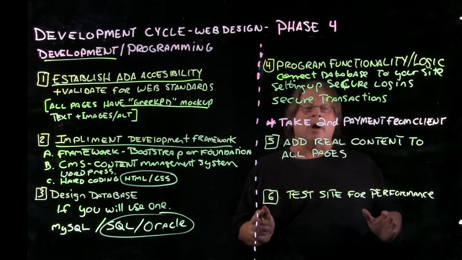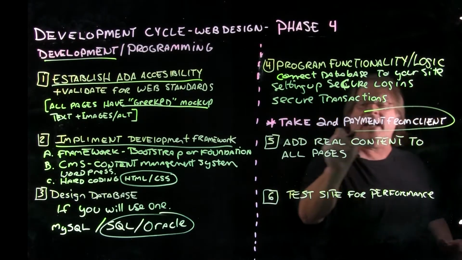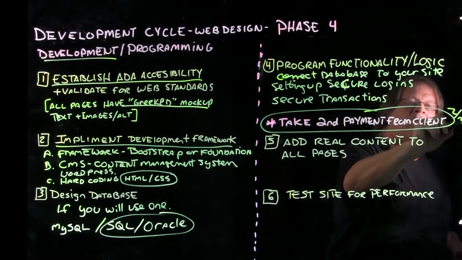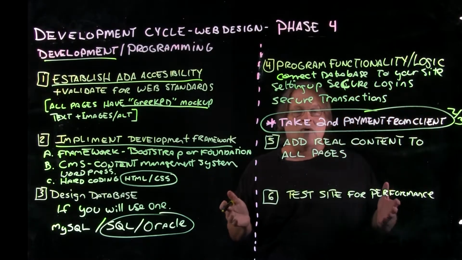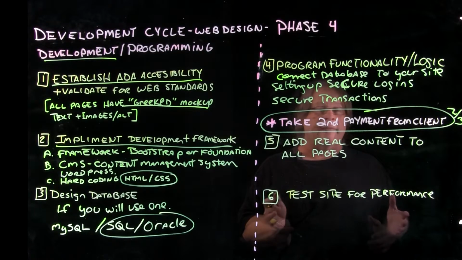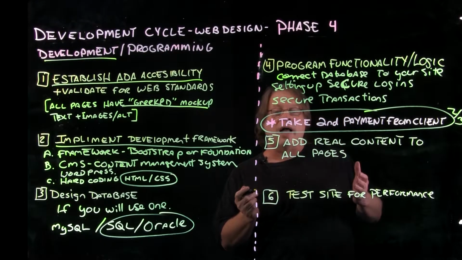After you do all this work, make sure you get paid your second payment from the client. Take your second third of the cost. You've done a lot of work. You're really deep into the development of the website on this. Make sure you're getting paid. After that, you'll add your real content to all pages.